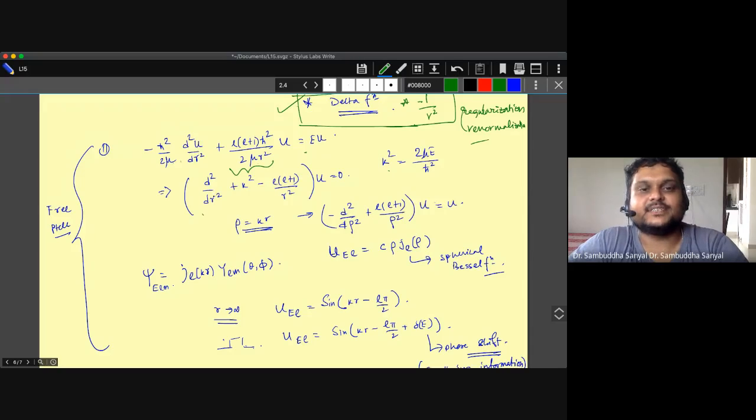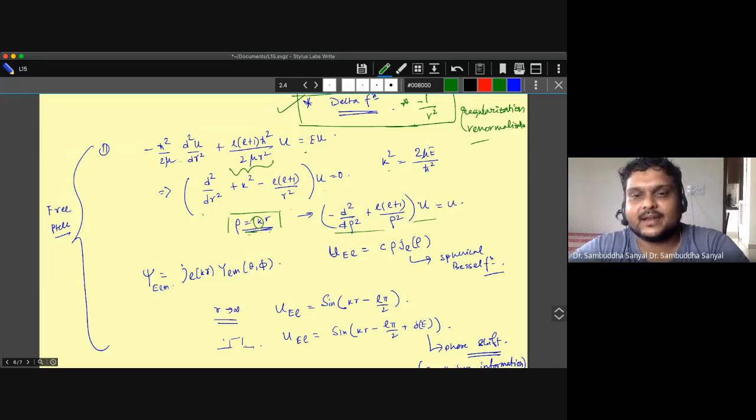So then this equation becomes d2 dr2 plus k square minus l(l plus 1) by r square, acting on u. And then I do a variable transformation, rho equal to kr, to make the solution look a little more neat. It's just a scaling transformation. The k is a constant, k square is a constant. So this equation takes this form. This is a familiar form.